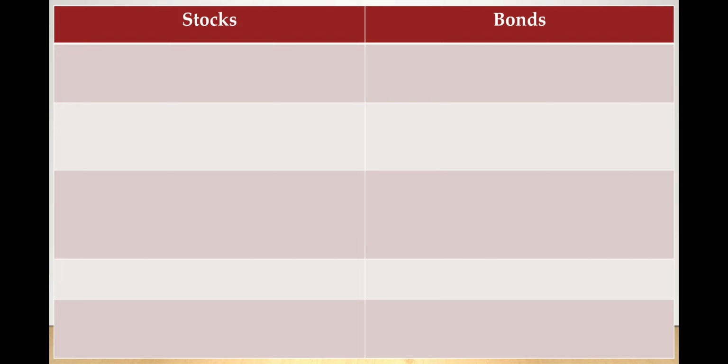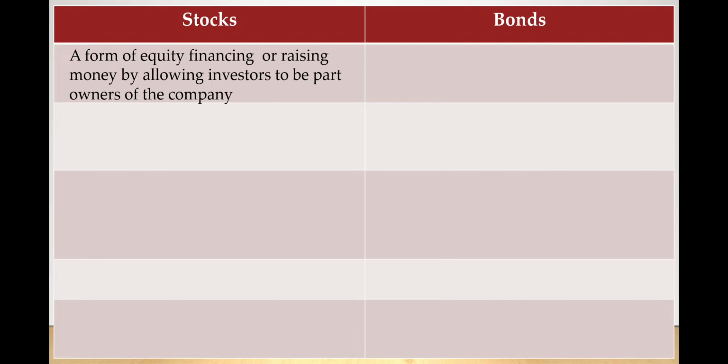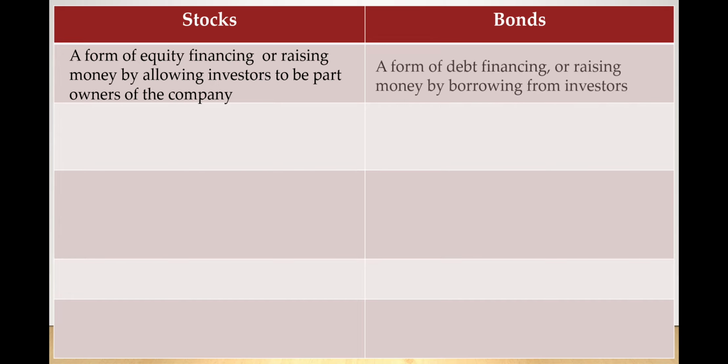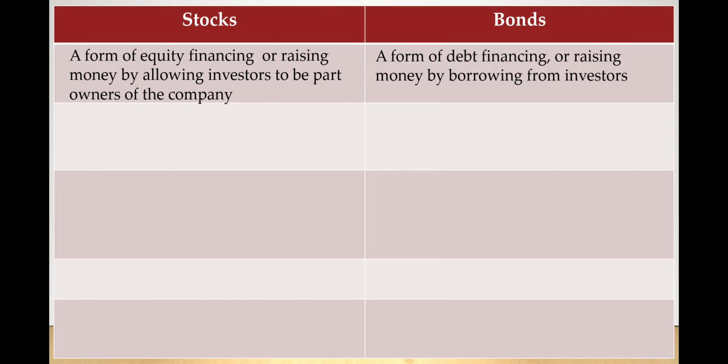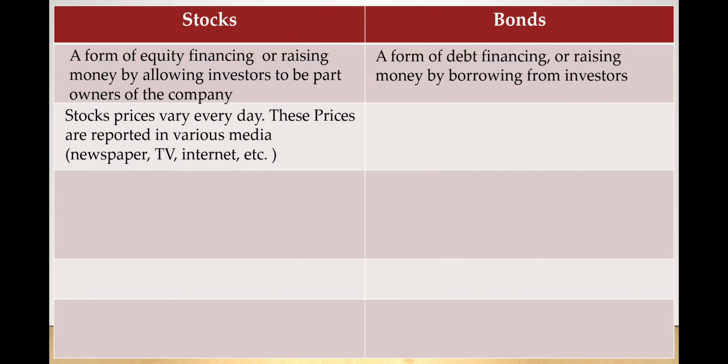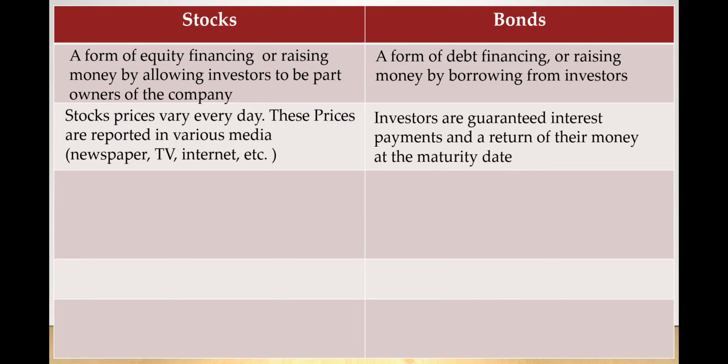Now, how are we going to distinguish between stocks and bonds? Stocks are a form of equity financing, or raising money by allowing investors to be part owners of the company, while bonds are a form of debt financing, or raising money by borrowing from investors. Stock prices vary every day. These prices are reported in various media like newspaper, TV, internet, and so on. While bond investors are guaranteed interest payment and return of their money at the maturity date.